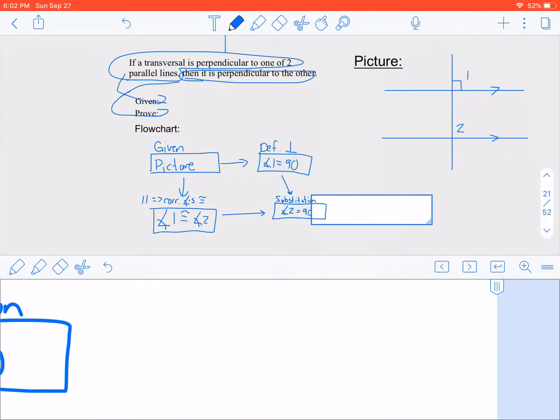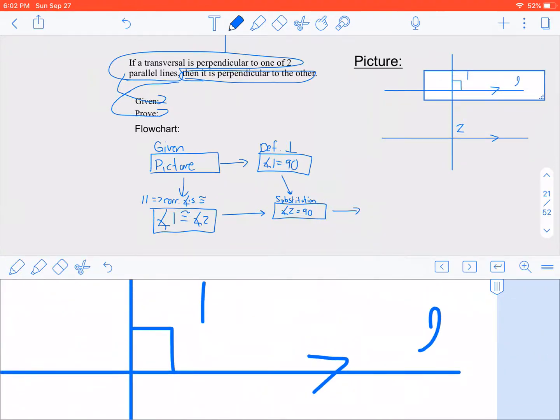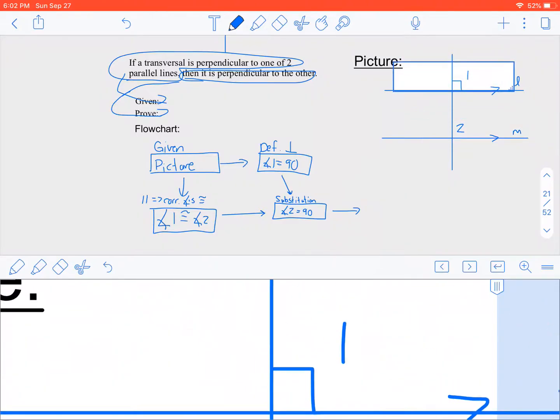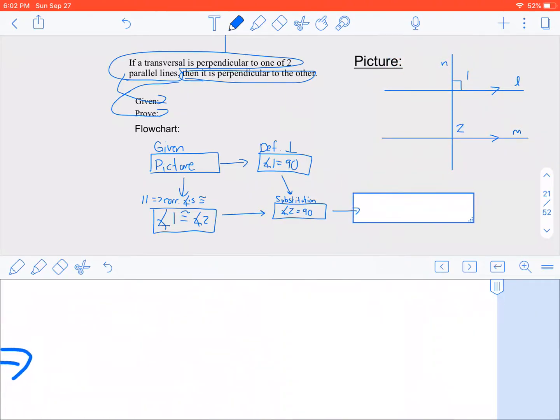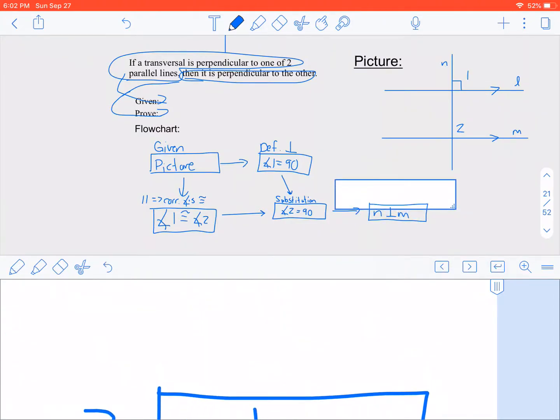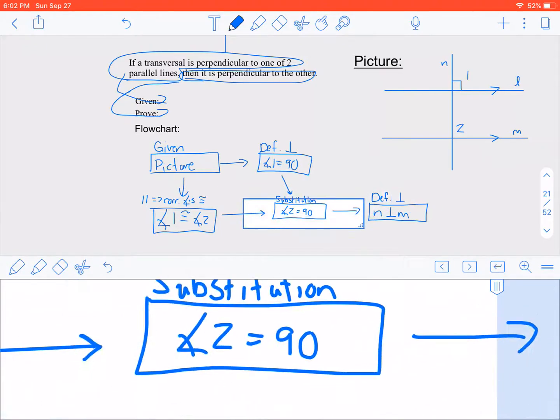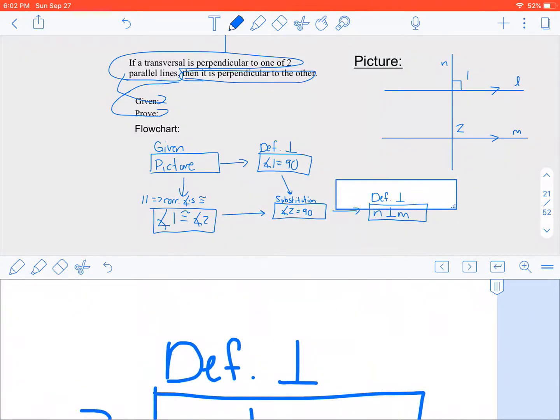Well, if angle 2 is 90, by definition, and let's label this, we'll call this L, we'll call this one M, and we'll call this one N. So I'm going to say N is also perpendicular to M. By definition, what makes it perpendicular? Because if it forms 90, it's perpendicular. If it's perpendicular, it forms 90. That's a biconditional statement, if and only if. So your flowchart might have looked a little differently, but that's what mine's going to look like.